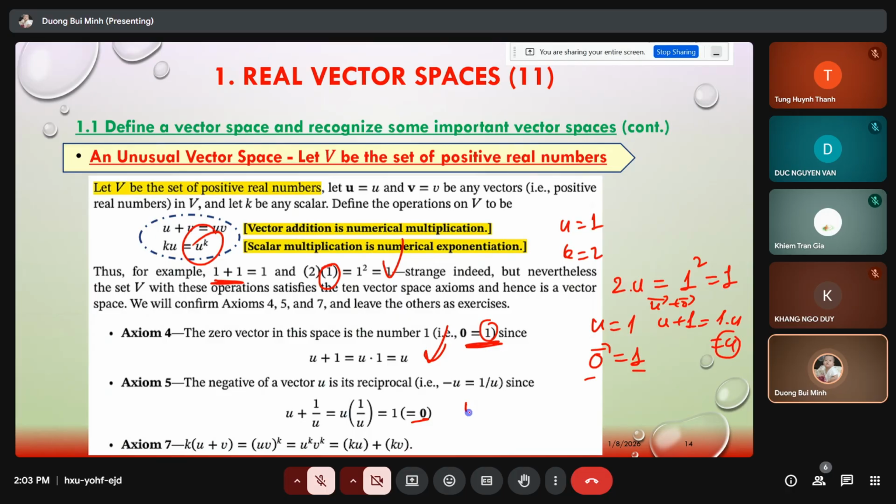Now we have vector U, and vector V is minus vector U. Vector V is 1 over U. So now we check vector U plus vector V, you get U times V. So U is here, and then vector V has only one element, 1 over U. So U times 1 over U, you get 1. Okay, a little bit complicated.